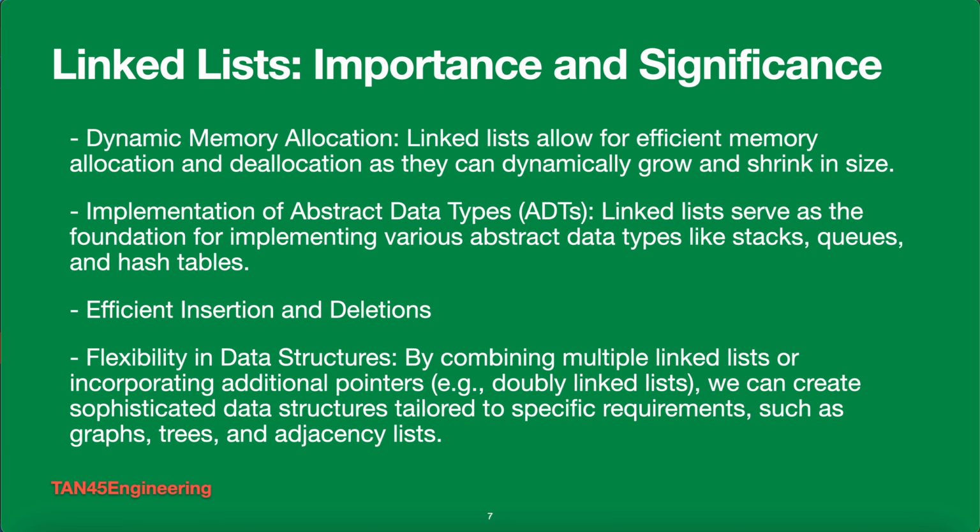Implementation of abstract data types. Linked lists serve as the foundation, as we just discussed, for implementing various other data types like stacks, queues, hash tables. In fact, if you go for binary trees, they all come from linked lists. Very efficient insertion and deletions, as we just saw, plus flexibility in data structures. By combining multiple linked lists or incorporating additional pointers, like doubly linked lists, we can create sophisticated data structures tailored to specific requirements, such as graphs, trees, adjacency lists, and the phone number example that we just saw, right?